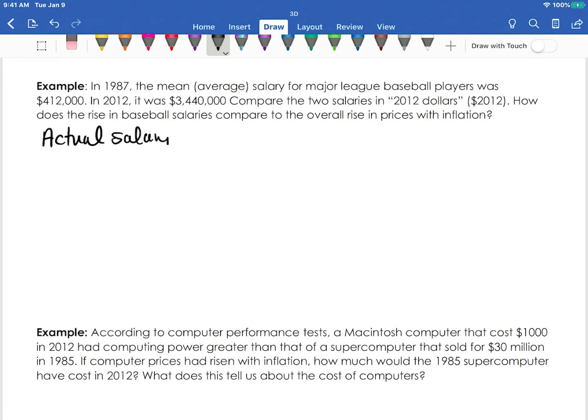The actual salary in 2012 is $3,440,000. What we're going to do is start in 1987 with the salary of $412,000, and use inflation to see how much, based on inflation, the salary should be in 2012 and compare it to the actual salary. So in 1987, the CPI was 113.6.